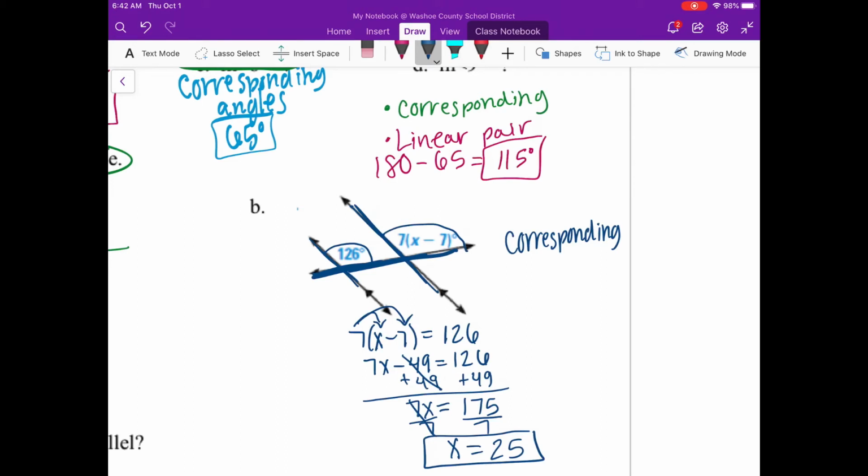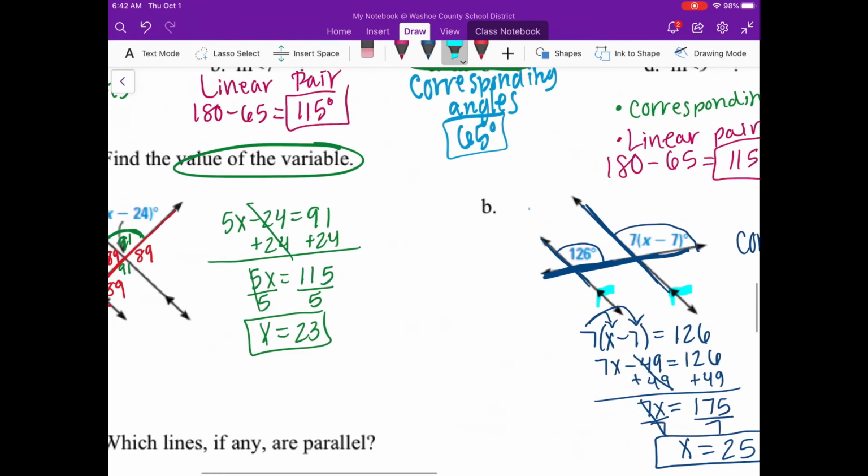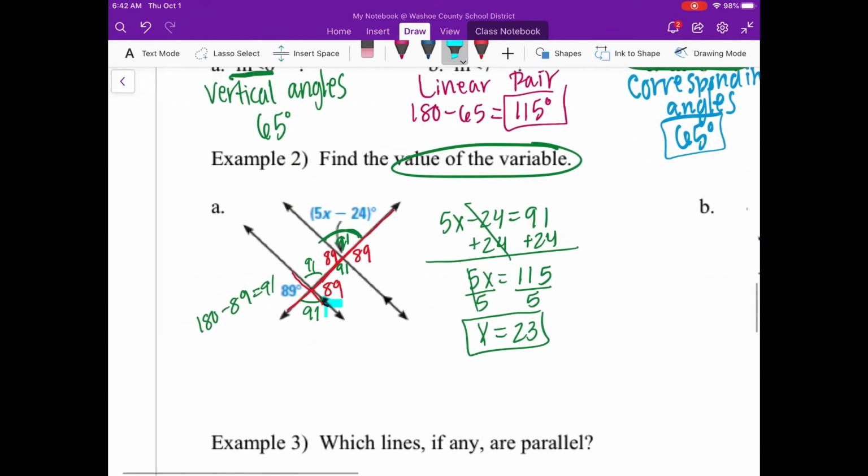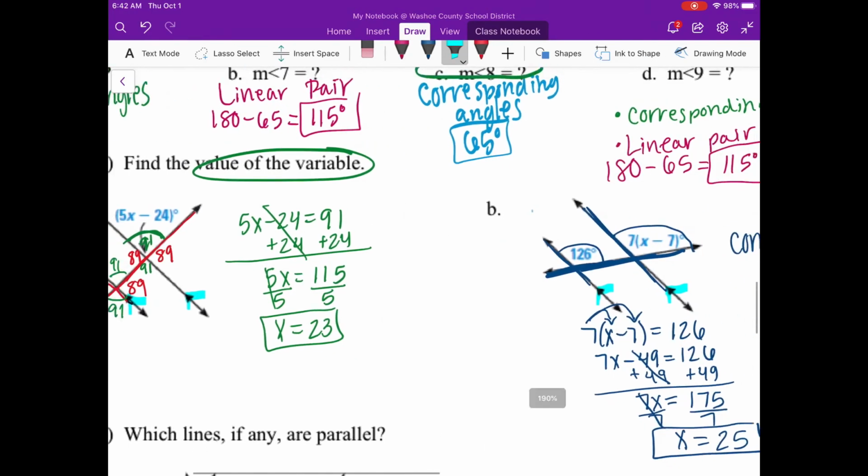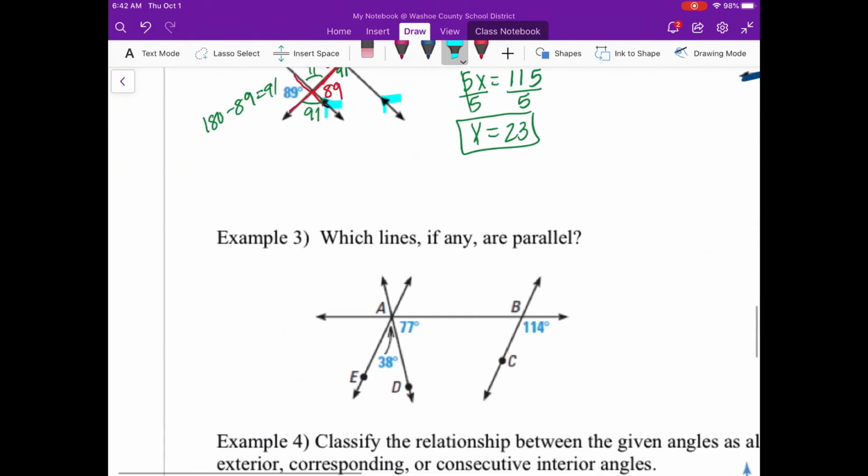Okay, and I know previously I stated that there would be arrows signifying that these are parallel lines, so there they are. That's how we are going to know if lines are parallel or not, based on the picture.